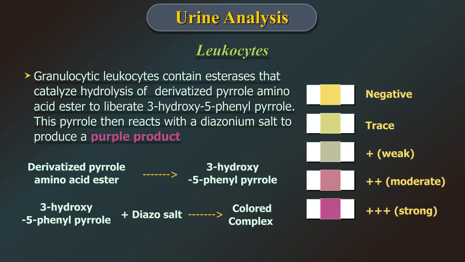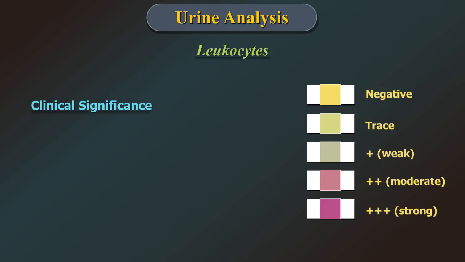Leukocytes. Granulocytic leukocytes contain esterases that catalyze the hydrolysis of pyrrole amino acid ester to liberate 3-hydroxy-5-phenylpyrrole. This pyrrole then reacts with diazonium salt to produce a purple product. The clinical significance is detecting pyuria and acute inflammation.